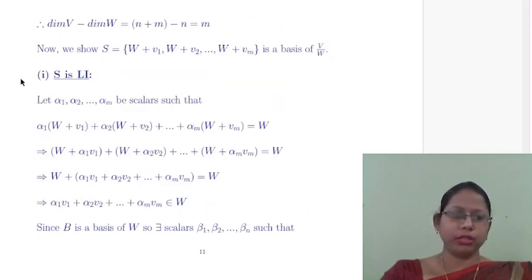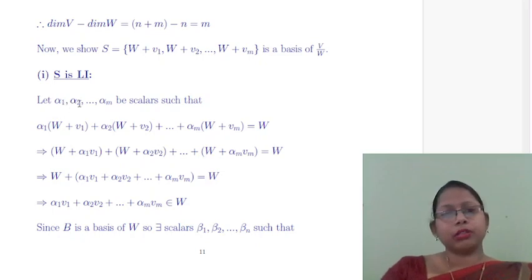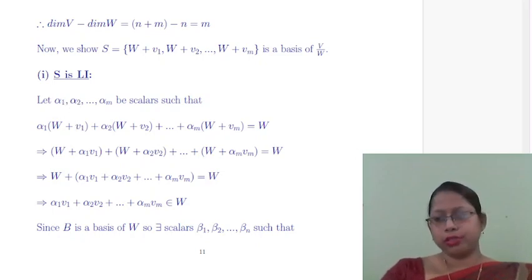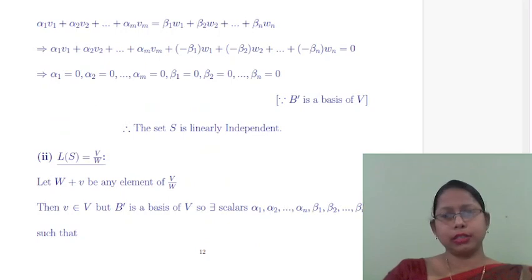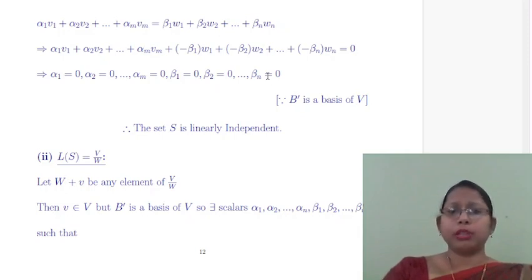We have considered linear combinations of these scalars with these elements equal to 0. We get these scalars are 0. That means our set S is linearly independent. That is, we consider a linear combination of scalars and the vectors of S equal to 0. Then finally, after calculation, we get the scalars are 0. That means our set is linearly independent.